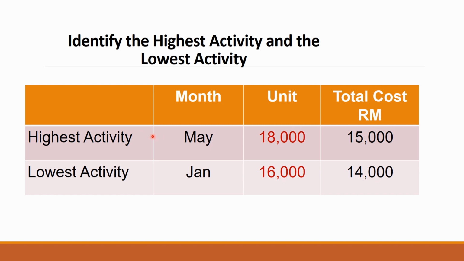Okay, just now we identified the highest activity, for the month of May. This is the highest activity, 18,000, and this is its cost. So we take the same row for the month of May, and this is the lowest activity for January, 16,000, and its cost is 14,000.